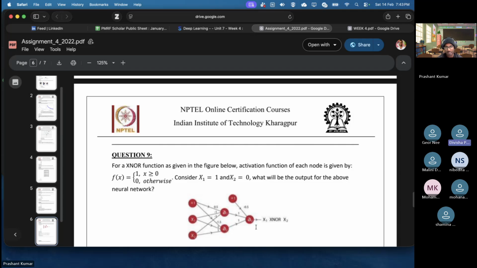For the XNOR function, the activation function is not the same. Let's solve question number 8, but take this picture as an example. Here we have 2 inputs. Instead of 2 inputs, assume 3 inputs. Instead of 2 hidden layers, you have 5 hidden layers, and instead of 1 output we now have 2 outputs. Now try to find the answer. I want all of you to participate.